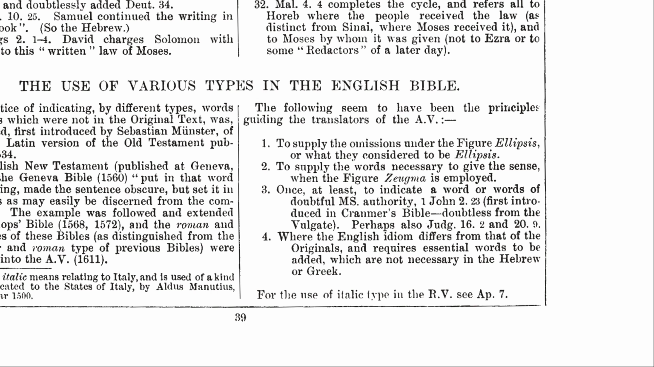4. Where the English idiom differs from that of the originals and requires essential words to be added which are not necessary in the Hebrew or Greek. For use of the italic type in the RV, see Appendix 7.